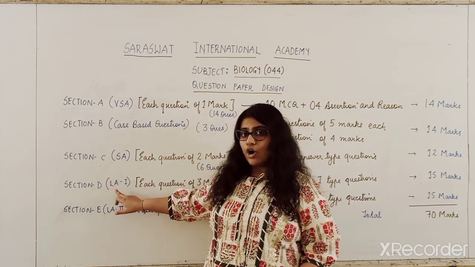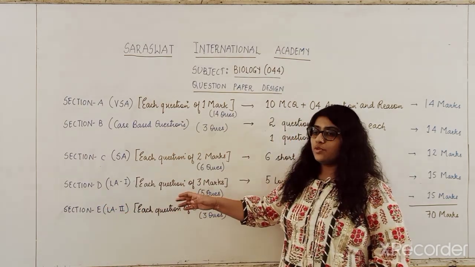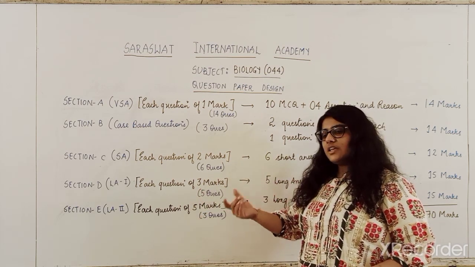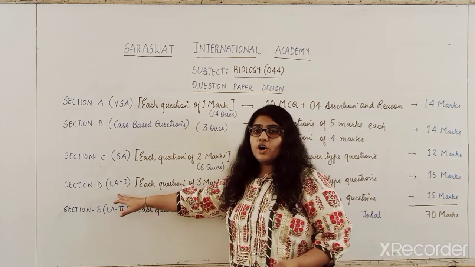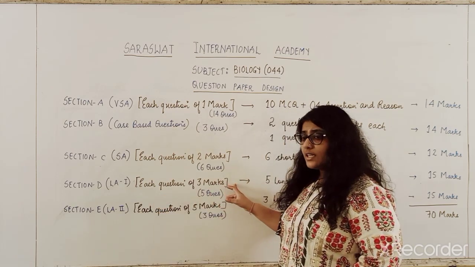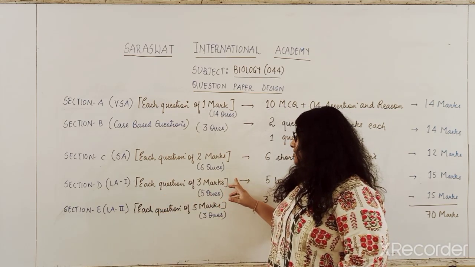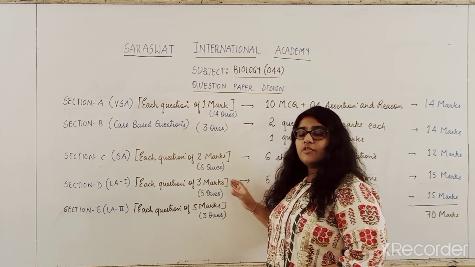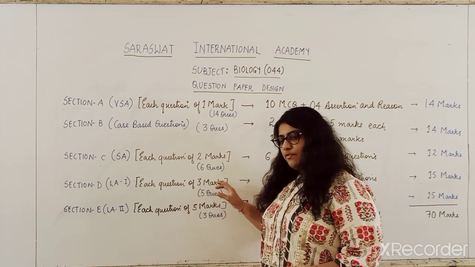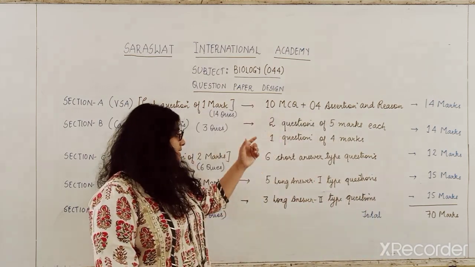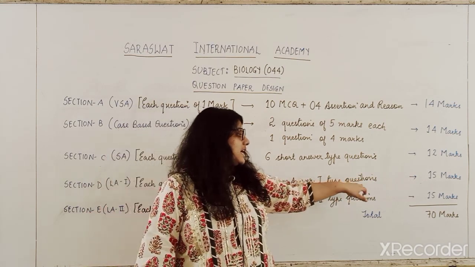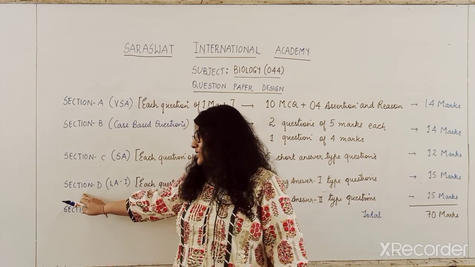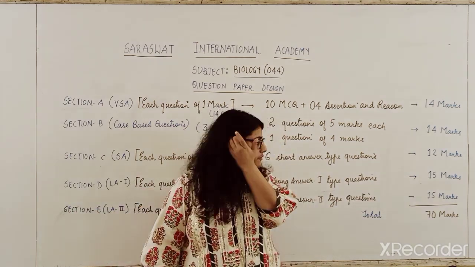Now the next one is Section D. LA indicates long answer. There are 2 sections of long answer questions, so 1 indicates the first part of long answer. Here there are a total of 5 questions, and each question is of 3 marks. So Section D is 5 long answer type questions of 3 marks each, and the total will be 15 marks.